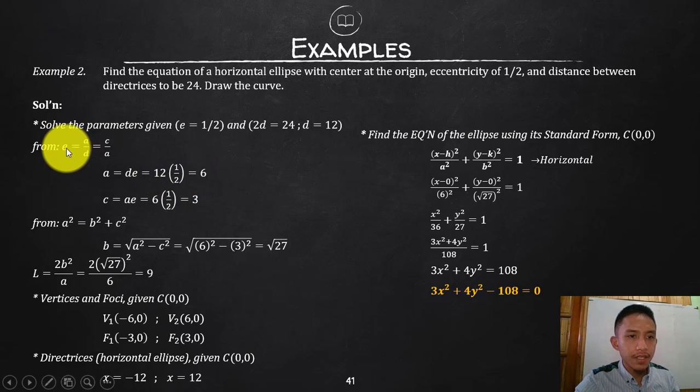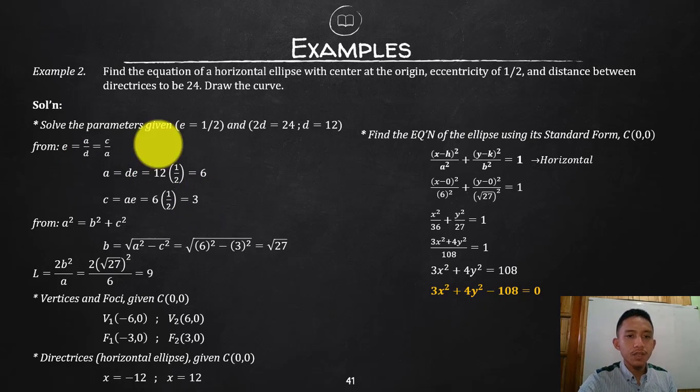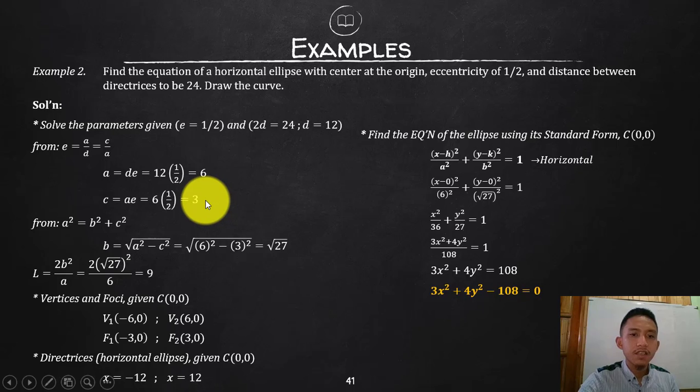And then again, pairing that E with your C over A, you have already solved A, you have E. So solving for C, cross multiply A with your E. C is equal to A times E, which is equal to 6 times 1/2, you will end up with C, which is 3. Okay, which is true because C is always smaller than A. In an ellipse, C is the smallest. But in a hyperbola, that is the other way. C is the largest. Okay.